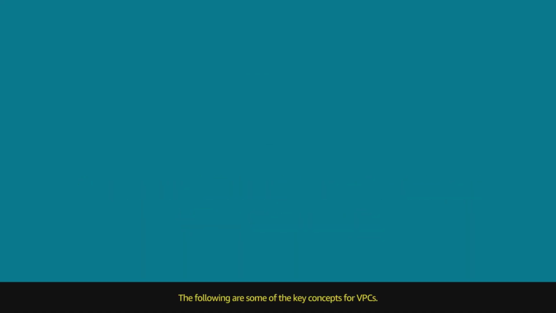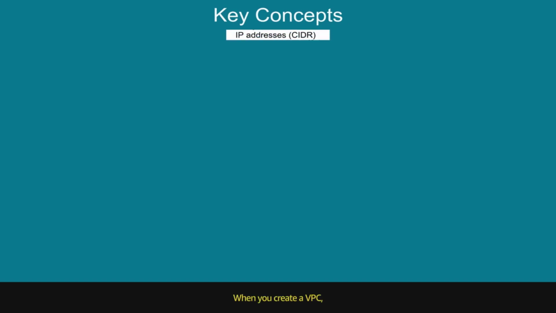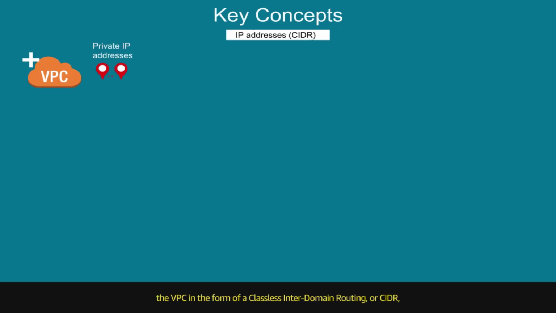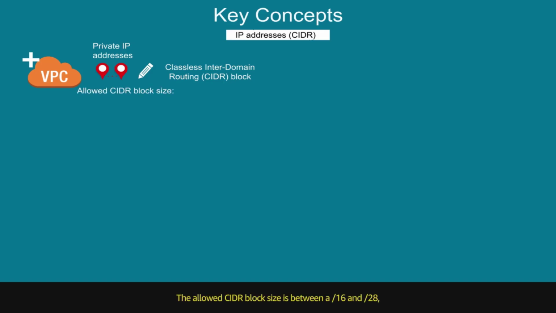The following are some of the key concepts for VPCs. When you create a VPC, you must specify a range of private IP addresses for the VPC, in the form of a classless interdomain routing, CIDR block notation. The allowed CIDR block size is between a /16 and /28.